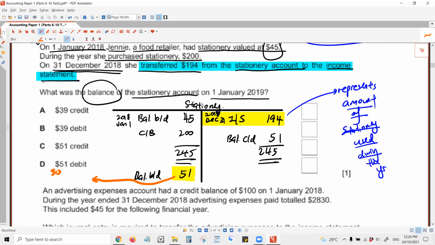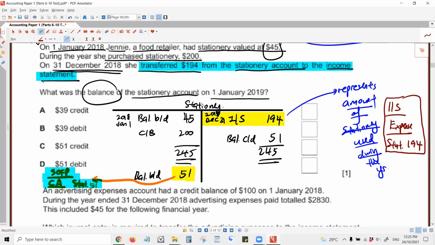So if they ask you to do the SOFP, in the current asset section you will have stationery 51 at the year end. Okay, in the statement of financial position, current asset section, you have stationery 51. In the income statement, expense section, you have stationery 194, which represents the amount of stationery you have used during the year. 51 is the leftover at the year end. How much stationery you still have? Okay, that's how you do a stationery account.